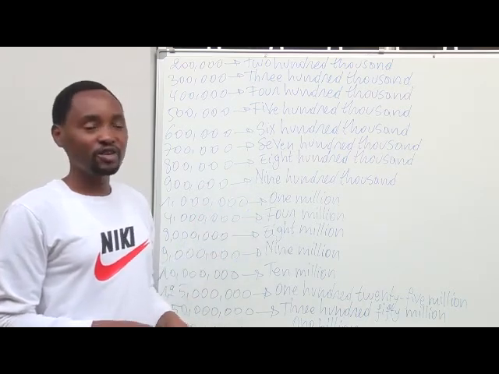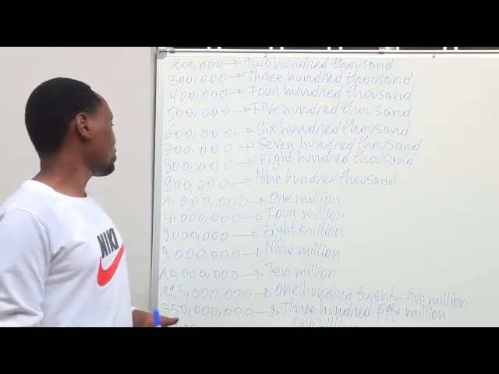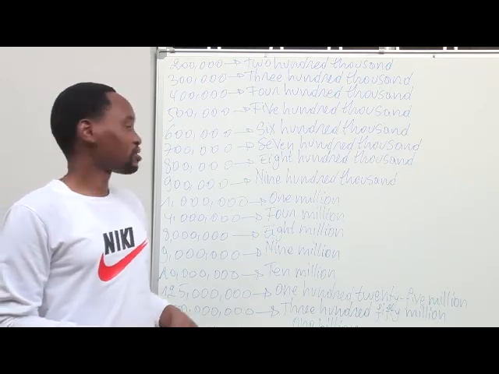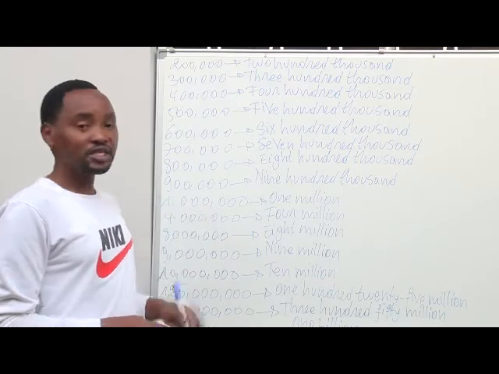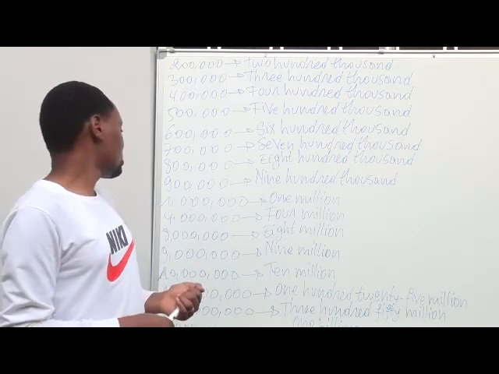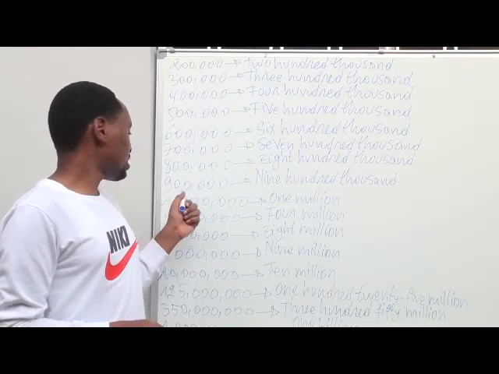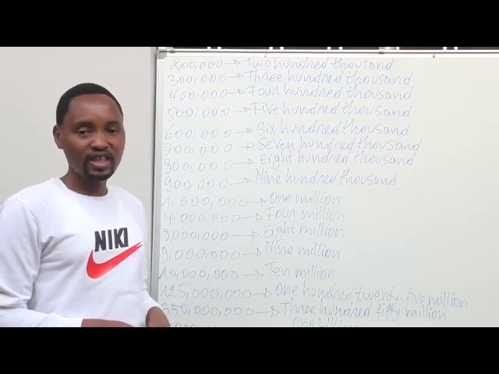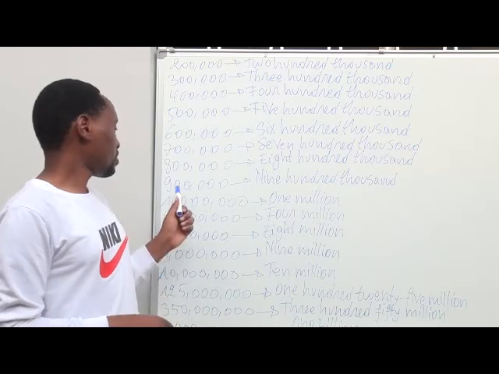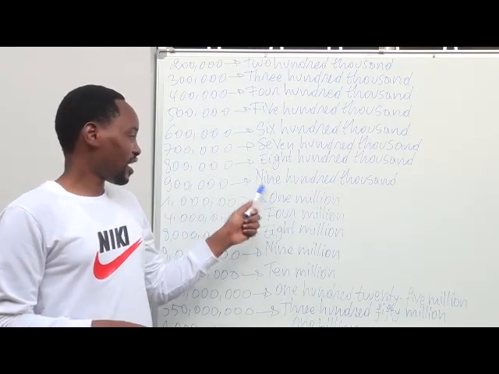So the number is going to be, or we are going to call it, 800,000. The next number here is 900,000. 900,000.